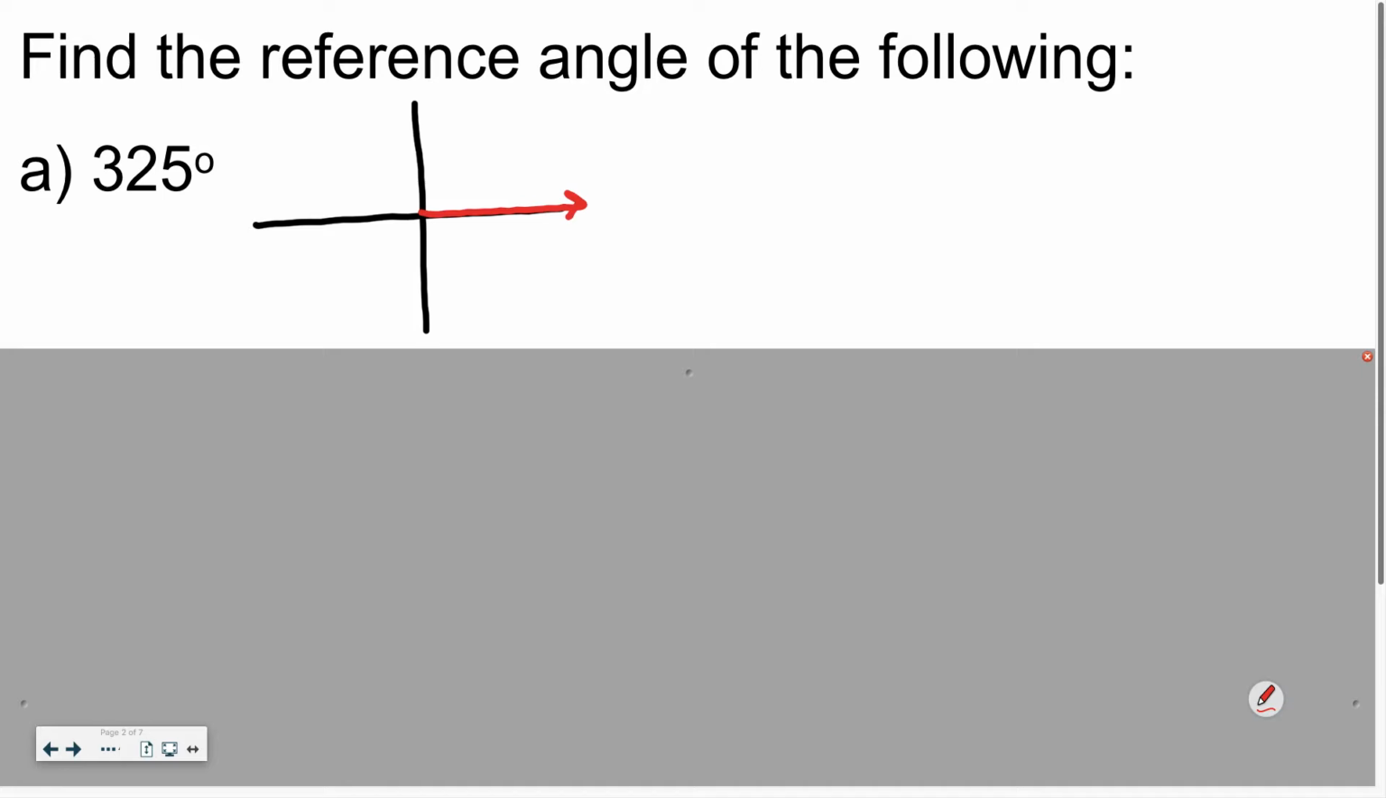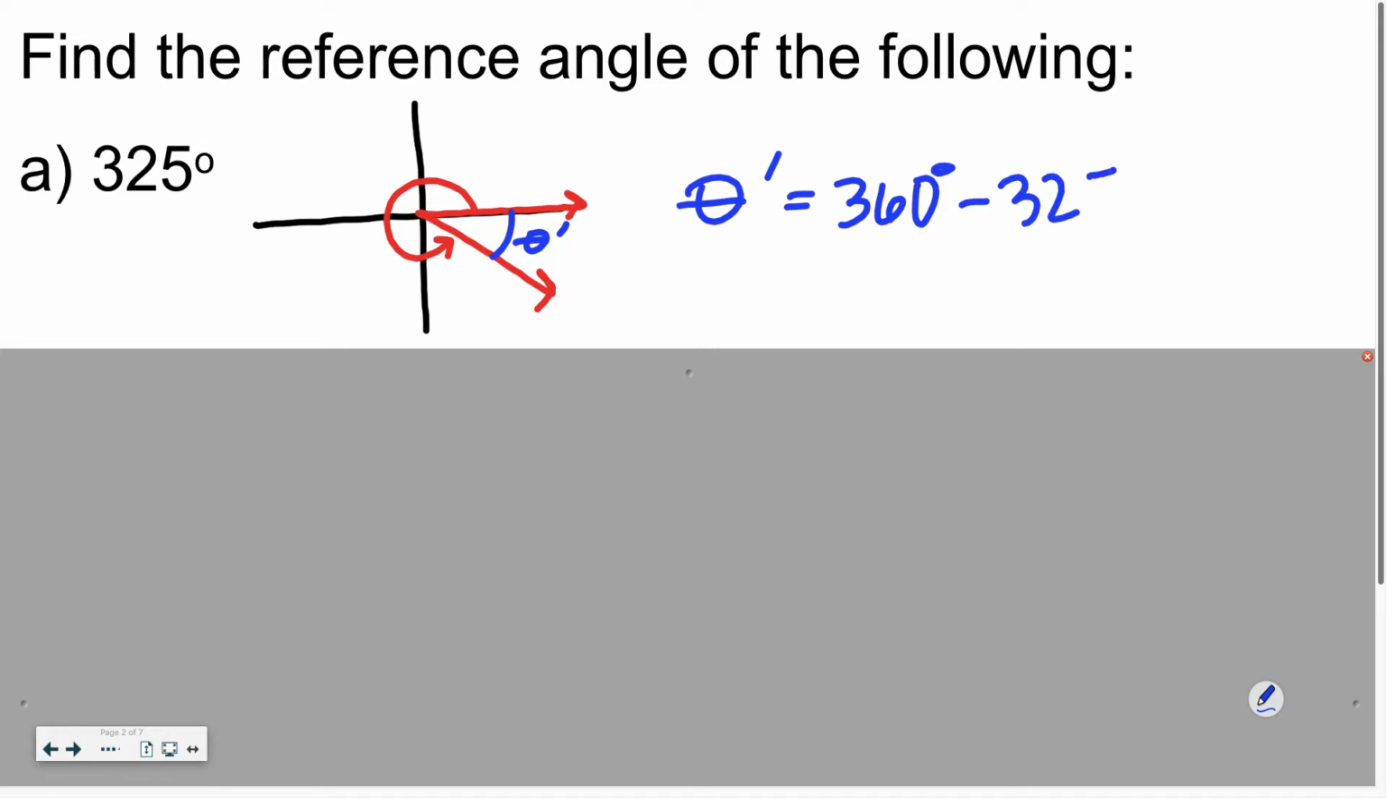Madeline, which quadrant are we talking about here? The fourth quadrant. Okay. There is 325 degrees, so we need to find this reference angle right here. Okay. How are we going to get that measurement? 360 minus 325. So we have a reference angle of 35 degrees.